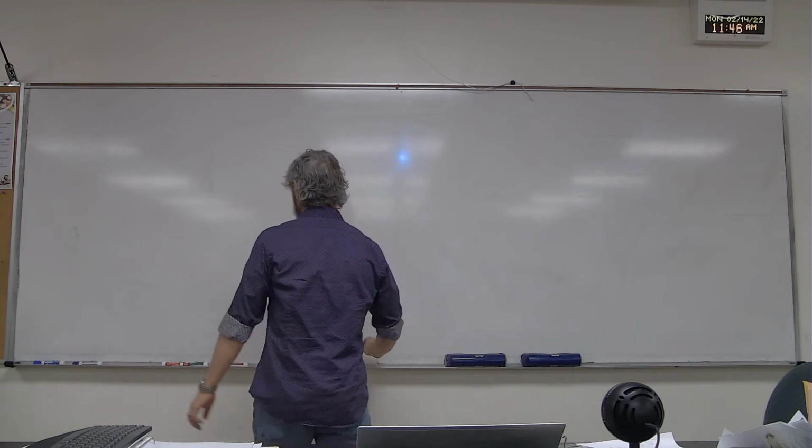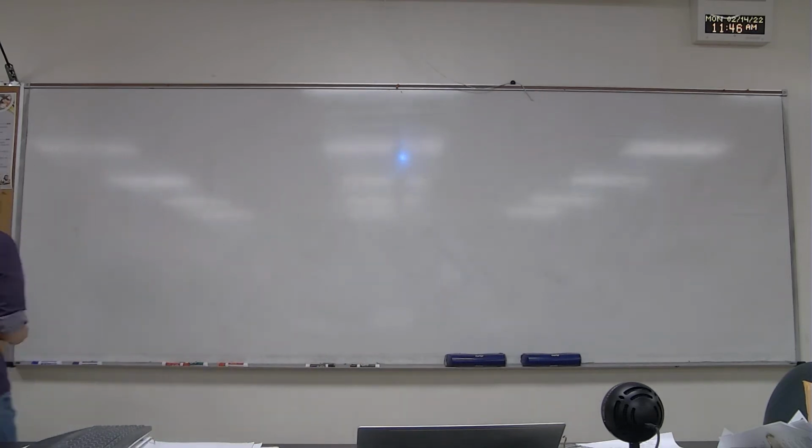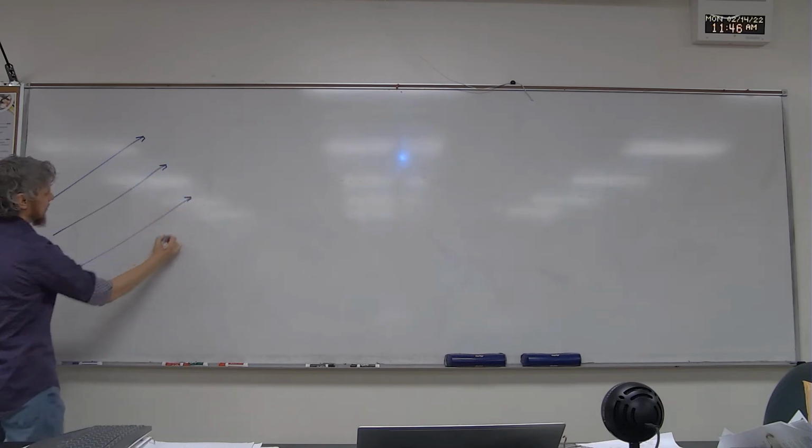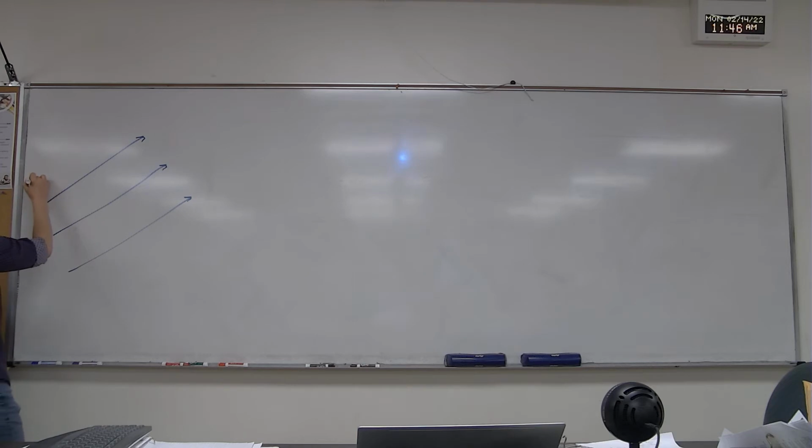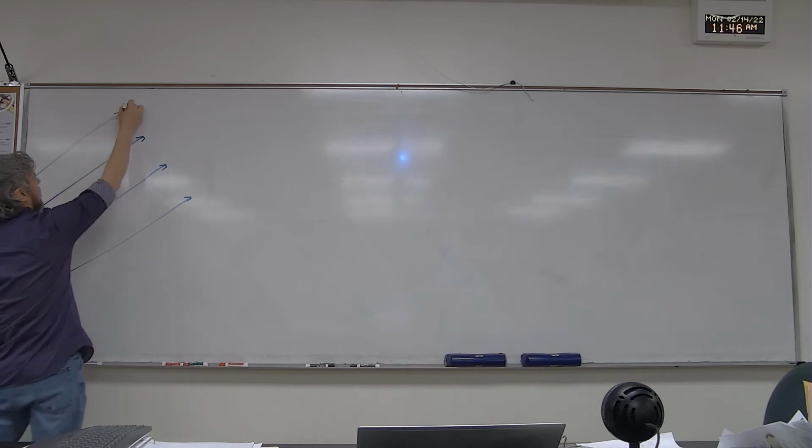So last week, we were talking about potential differences between points in space. Let me just draw that again. Let's say we have a constant electric field. And you might say, well, Mr. Graham, what if it's not a constant? Well, we'll talk about that later. But we've got a constant electric field.